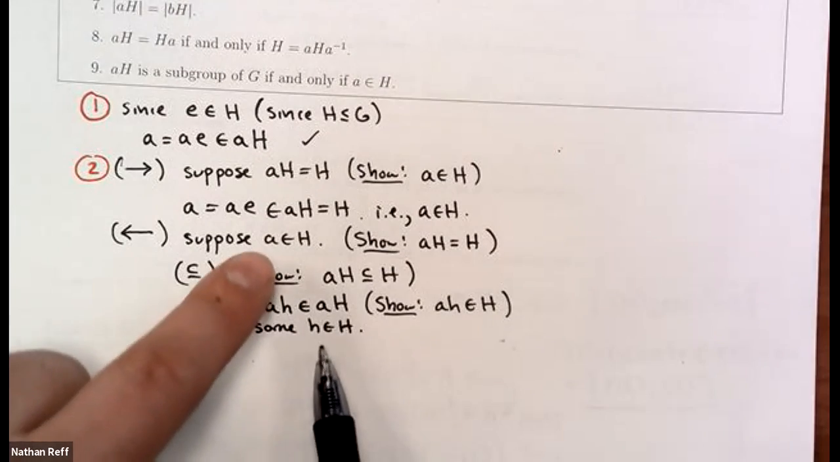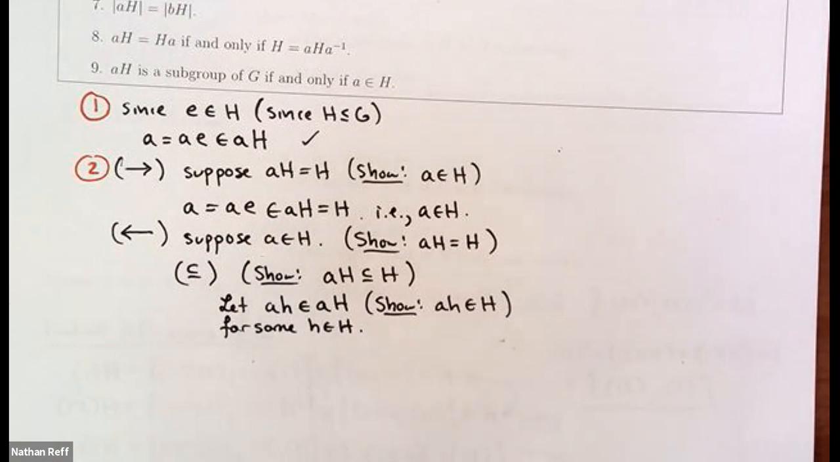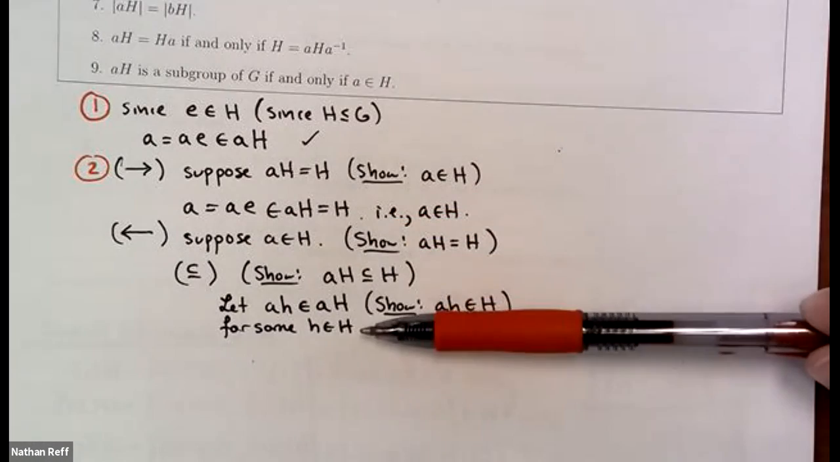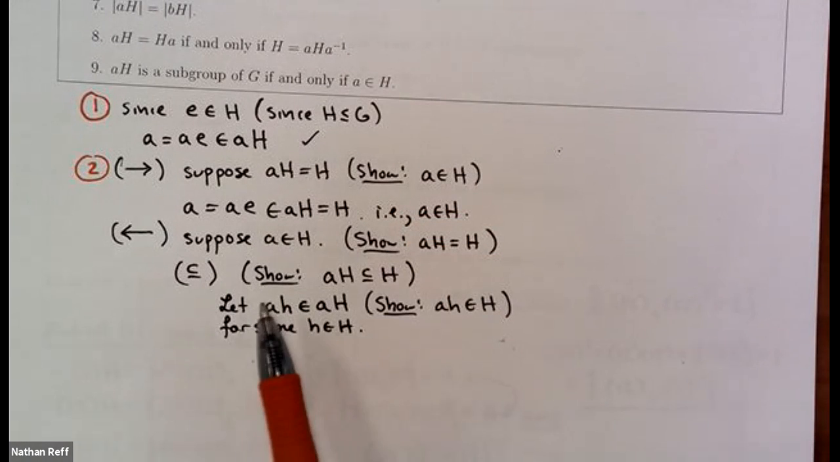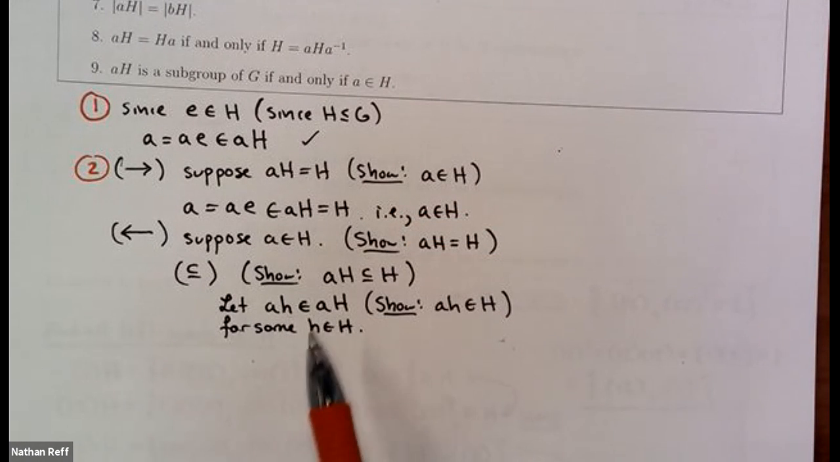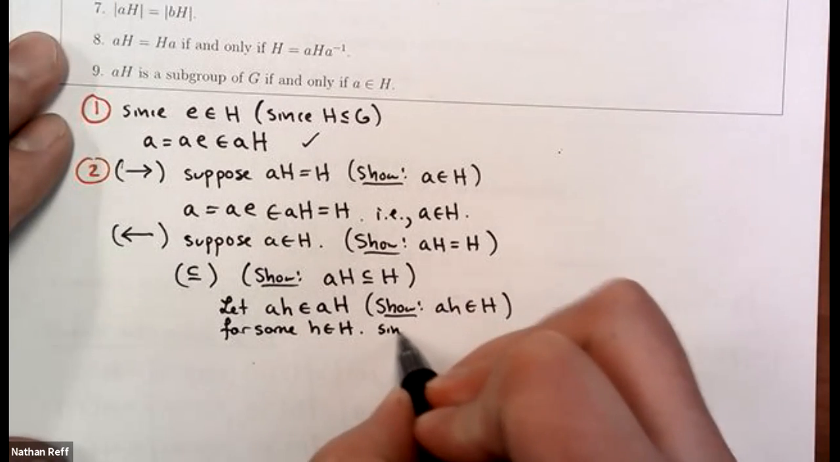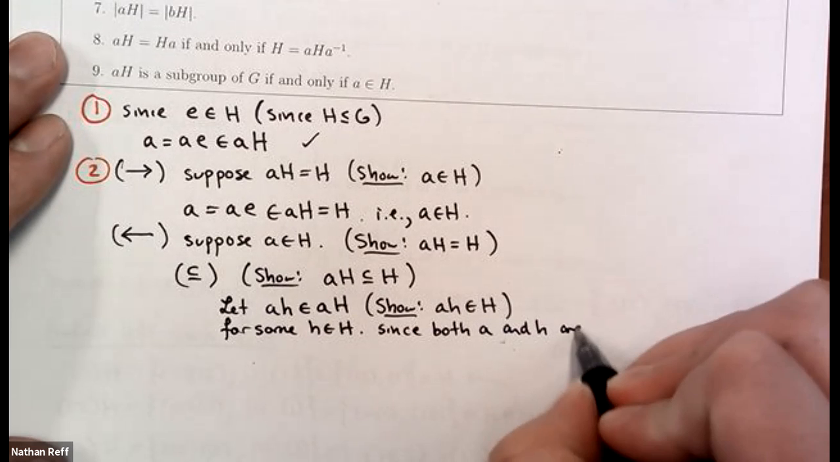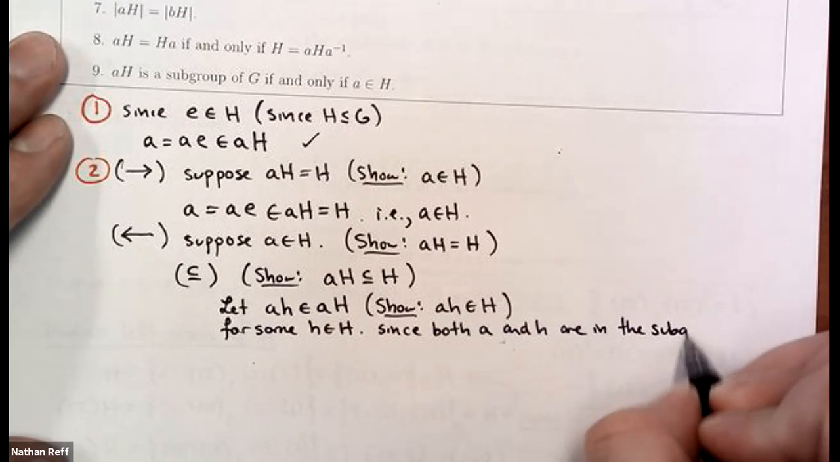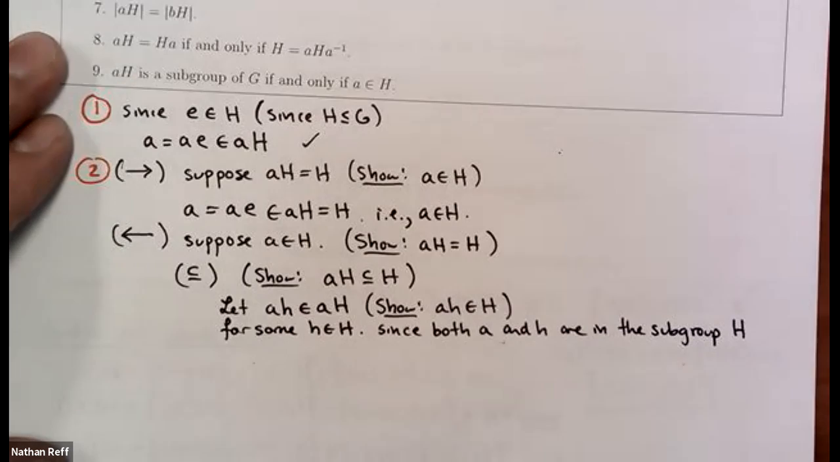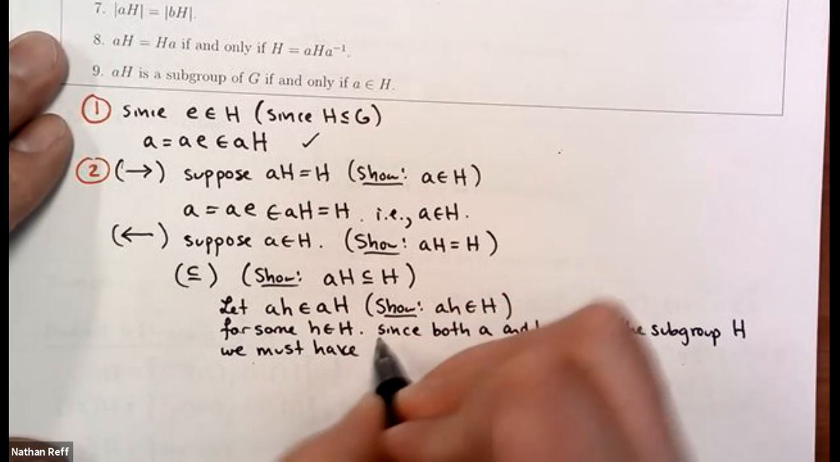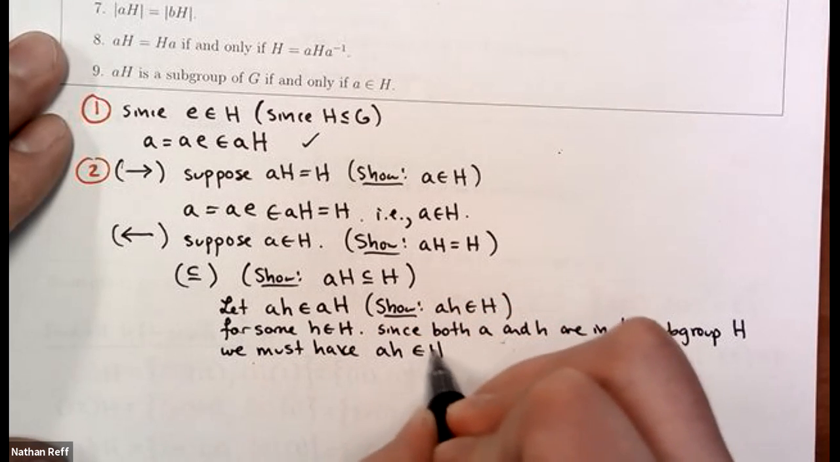Hopefully you see that that's useful to us, because I assumed that little a was in the subgroup, and now I know that little h is in the subgroup. So what would a times h be? Yeah, because of closure. And so you could just say something like that: since both a and h are in the subgroup big H, we must have a times h is in H by closure.